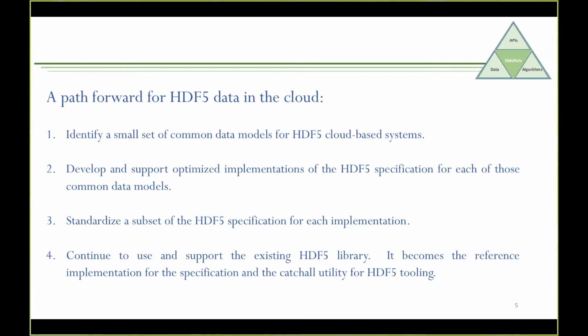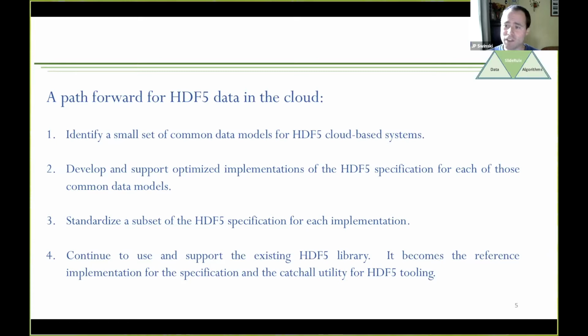The first step is, could we identify a small set of common data models that are typical for HDF5 cloud-based systems? So what I mean by this is, image data, time series data. Maybe it's just those two. Maybe it's series data and n-dimensional data. And those are the only two data models that cover 90% of the use of HDF5 in the cloud for NASA. Or for Earth science.